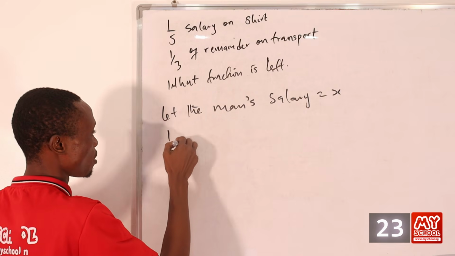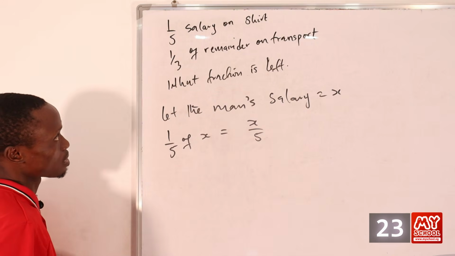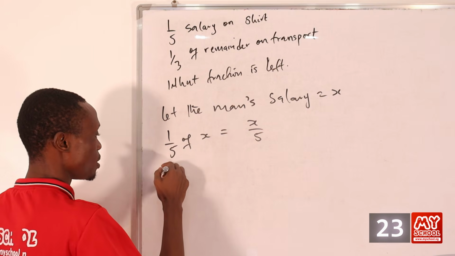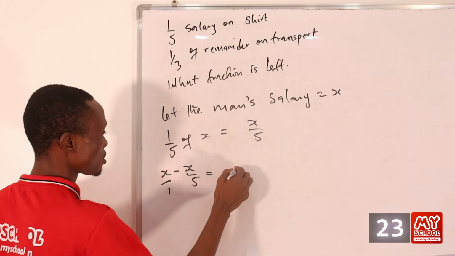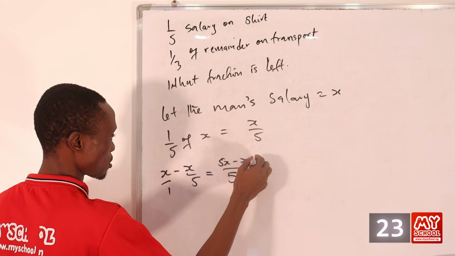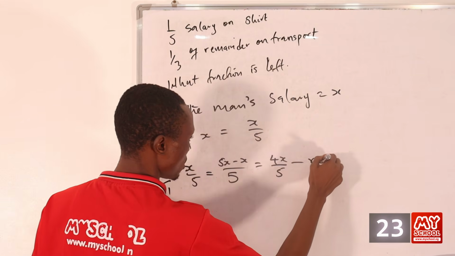So 1/5 of S will be equal to S/5. Then they said 1/3 of the remainder, so let's get the remainder. That would be S minus S/5. This is actually over 1, so the LCM here is 5. So we'll have 5S minus S, which gives 4S/5. So this is the remainder.